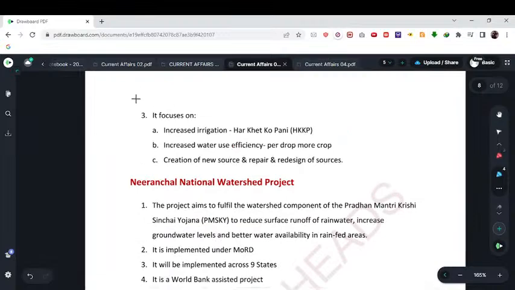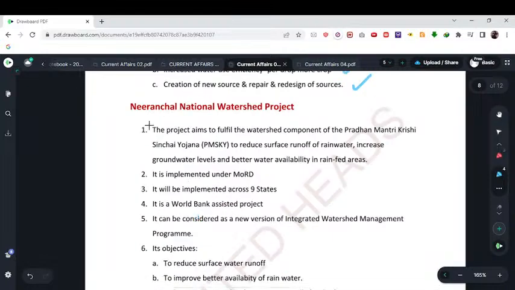Now there are 3 focus points for Pradhan Mantri Krishi Sinchai Yojana, which is Har Khet Ko Pani, increased water use efficiency, per drop more crop, and creation of new source and repair design of sources.